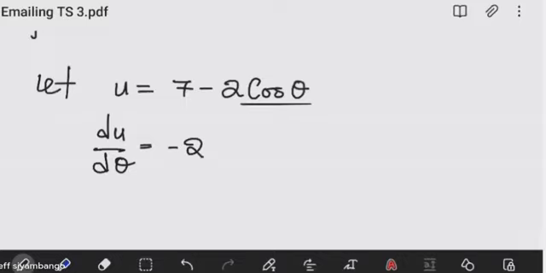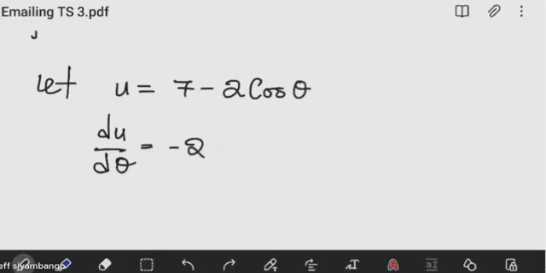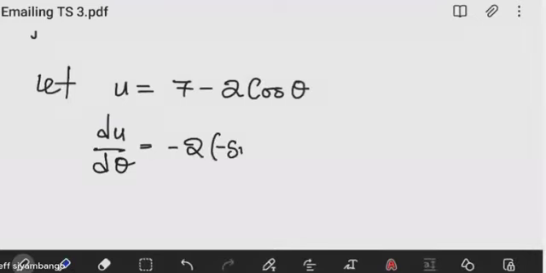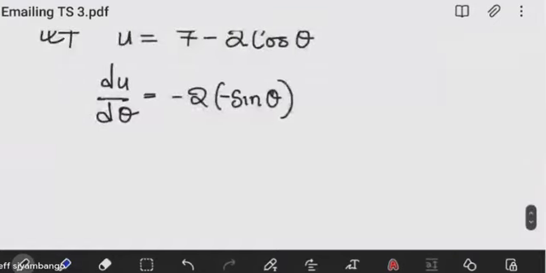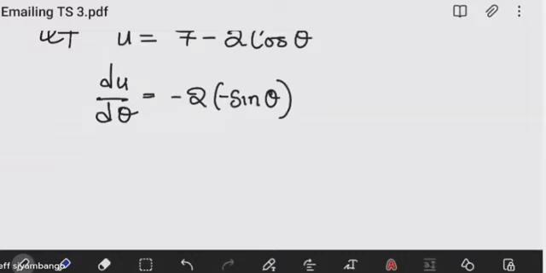The derivative of cos theta gives us what? Negative sine. The derivative of sine is positive cos. The derivative of cos is negative sine. For tan, the derivative of tan is sec squared.